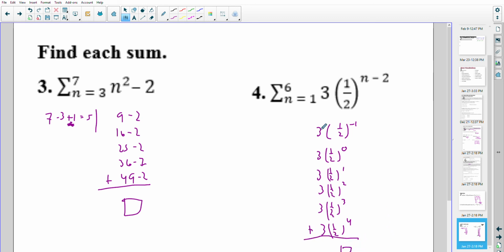So that's sigma notation. You have a lower bound, an upper bound, and you're summing the series.